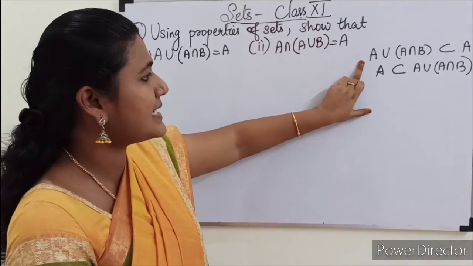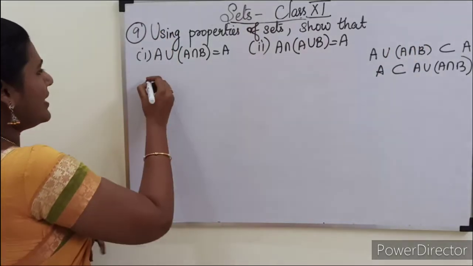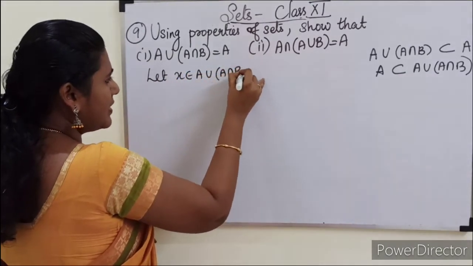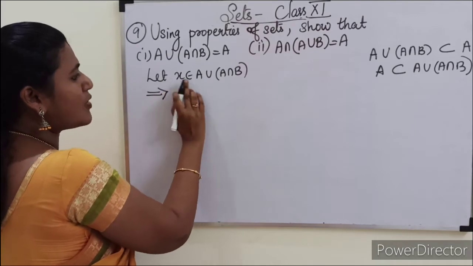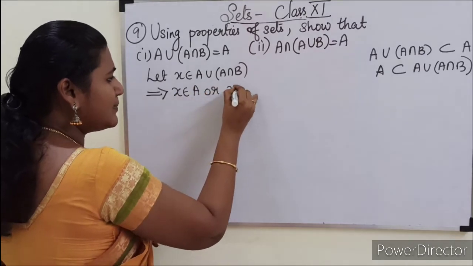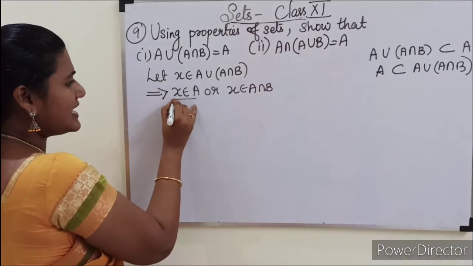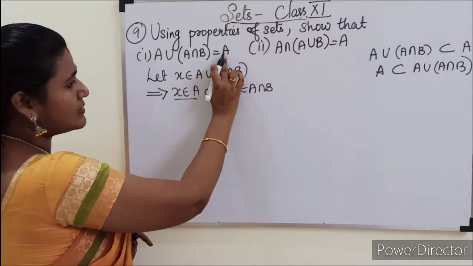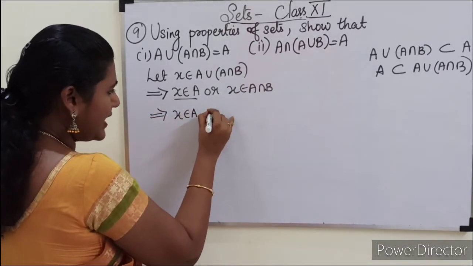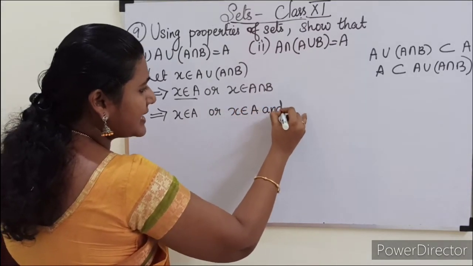For that, first let us assume an element in A union (A intersection B). So let X belong to A union (A intersection B). Now what is its meaning? If X belongs to the union of two sets, it means X belongs to A or X belongs to A intersection B. So here we got two cases. In the first case, X belongs to A. In the second case, X belongs to A and X belongs to B.